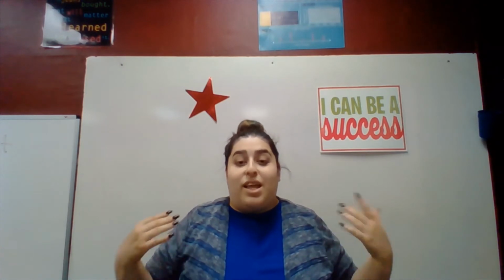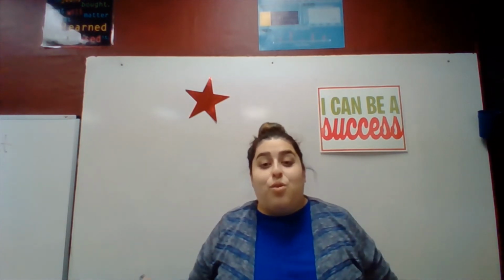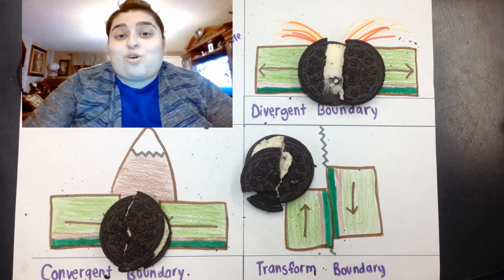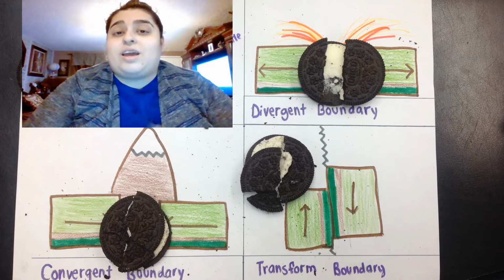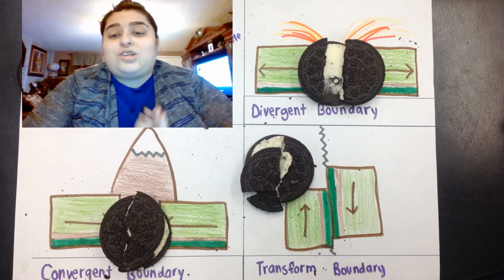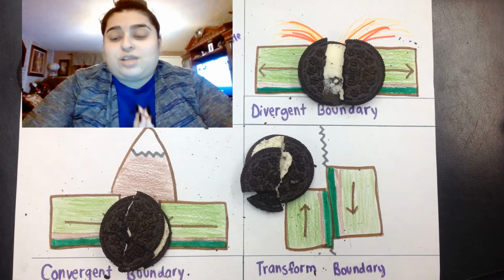Now, I'm going to be showing you all a picture of an Oreo experiment that I did so you can all see how each of those three different plate boundaries look. I'm going to show you a picture of how a convergent boundary looks, how a divergent boundary looks, and how the transform boundary looks. Here is my Oreo experiment that is showing you how each of those different boundaries looks.